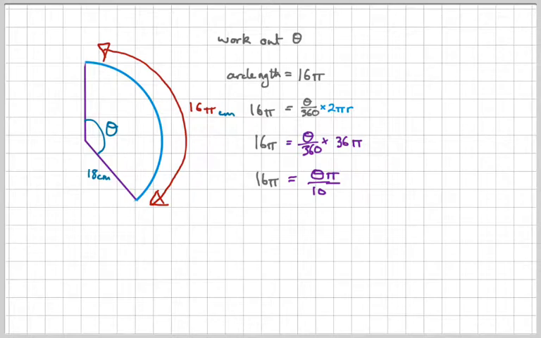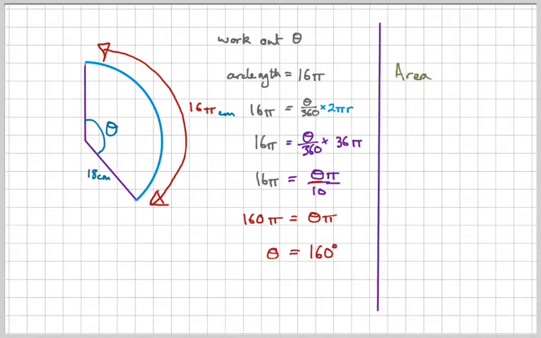Now we just simplify. We're trying to find theta, so we multiply both sides by 10 to give us 160 pi is equal to theta pi. And now just divide both sides by pi to give you theta is equal to 160 degrees. So that's the angle there, and that looks right for the question. It's a bit less than 180 degrees, and the diagrams are obviously not to scale.